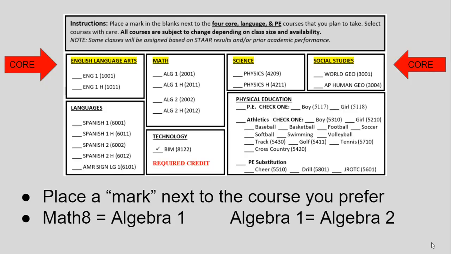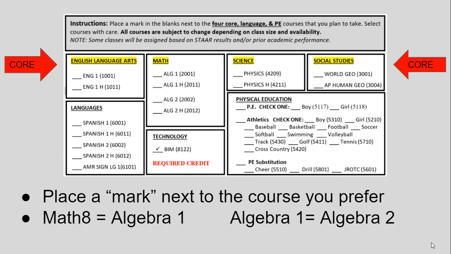Looking at your course card, you're going to place a mark next to the course that you prefer. Starting with English, your choices are going to be English or English 1 honors. The H next to the English 1 means that it's the honors class and that it will be a more rigorous class.